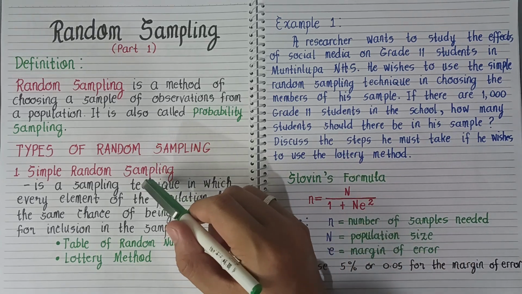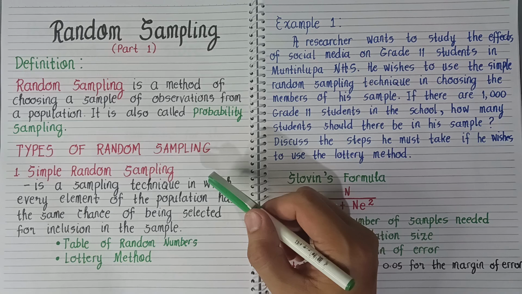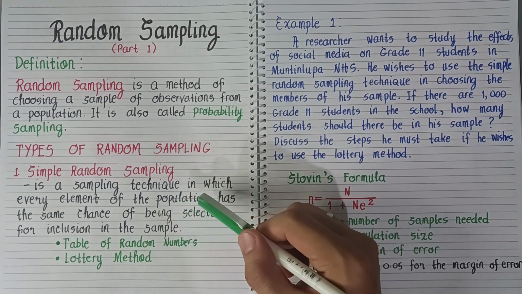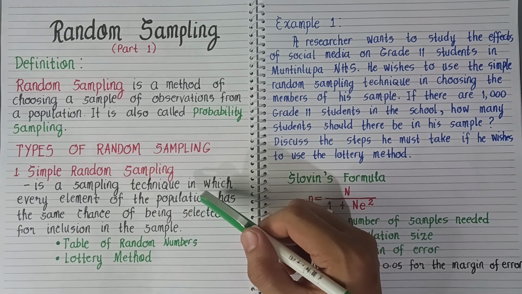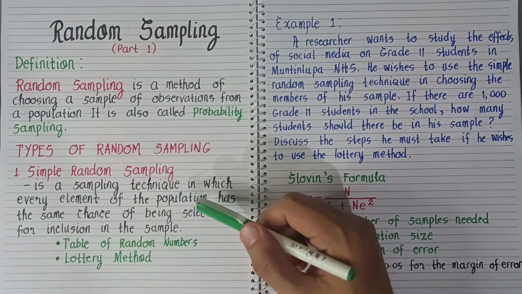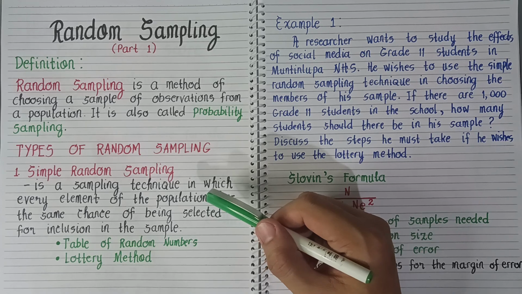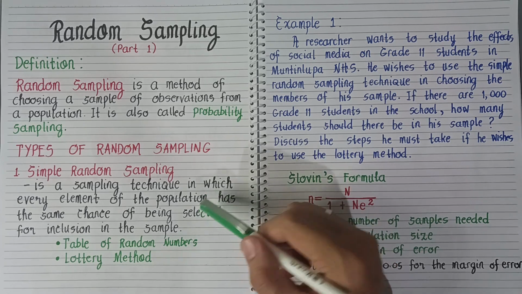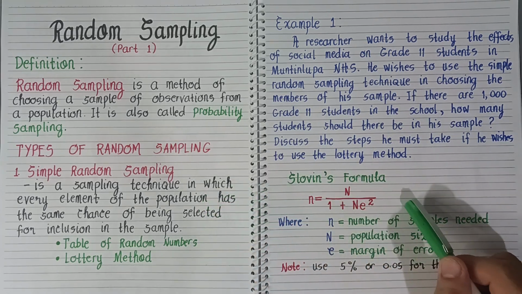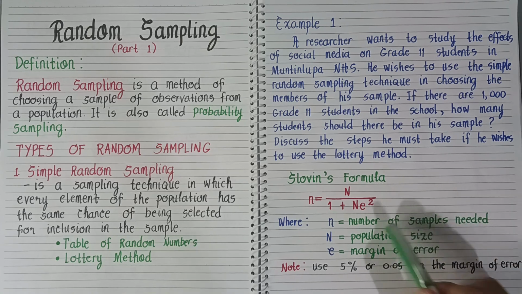Okay, so we have here types of random sampling. Okay, so we have simple random sampling. Next is systematic sampling, stratified sampling, and cluster sampling. Actually, we have four na sampling technique, no, sa pag-select ng ating respondents. Okay, and one of the best ways to determine the desired sample size is through the use of Slovin's formula. Okay, ano nga ba yung tinatawag nating Slovin's formula?